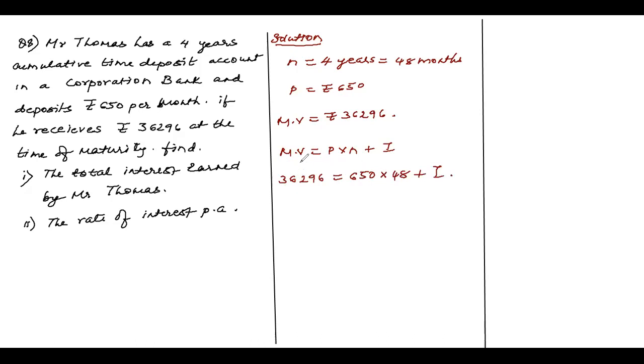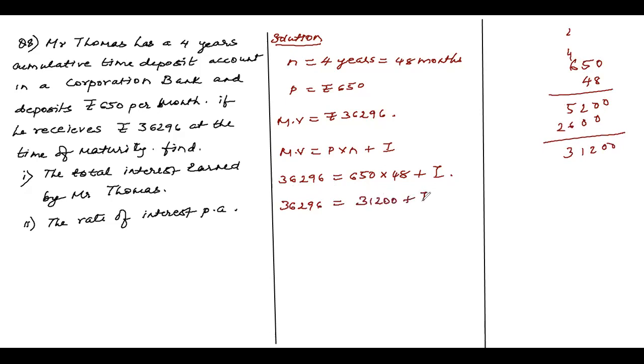So when you do this multiplication, 650 multiplied by 48, we'll rub it off, children, but I'm just showing it to you. Okay, there's no harm. 8 zeros are 0, 8 fives are 40, 8 sixes are 48, 48 plus 4 is 52. 4 zeros are 0, 4 fives are 20, 4 sixes are 24, 26. So this becomes 36,296 is equal to 31,200 plus interest.